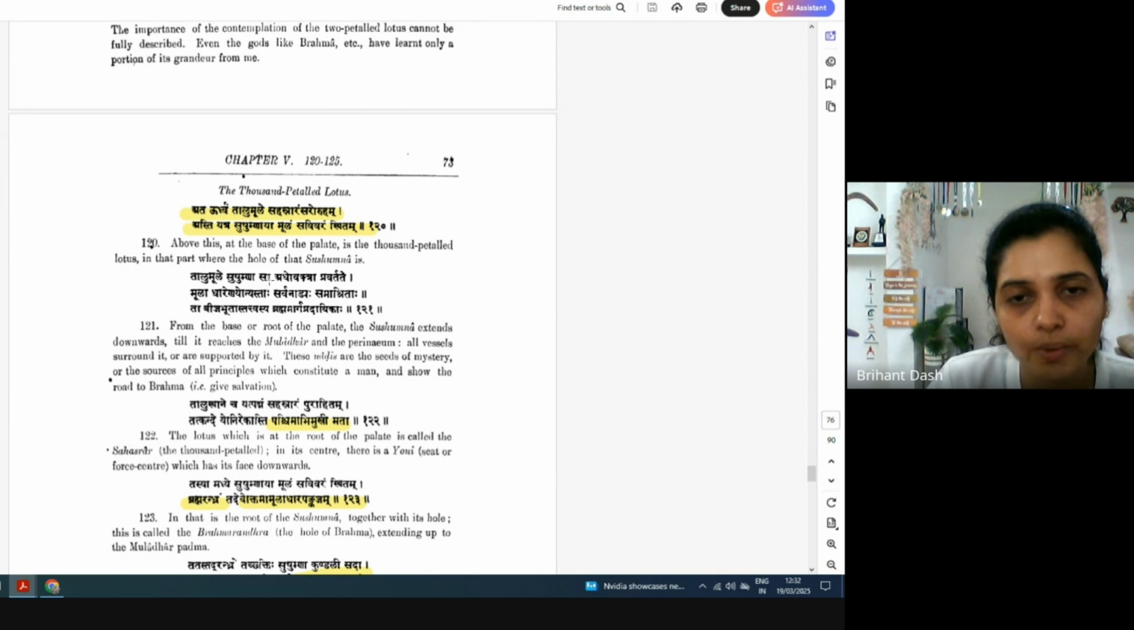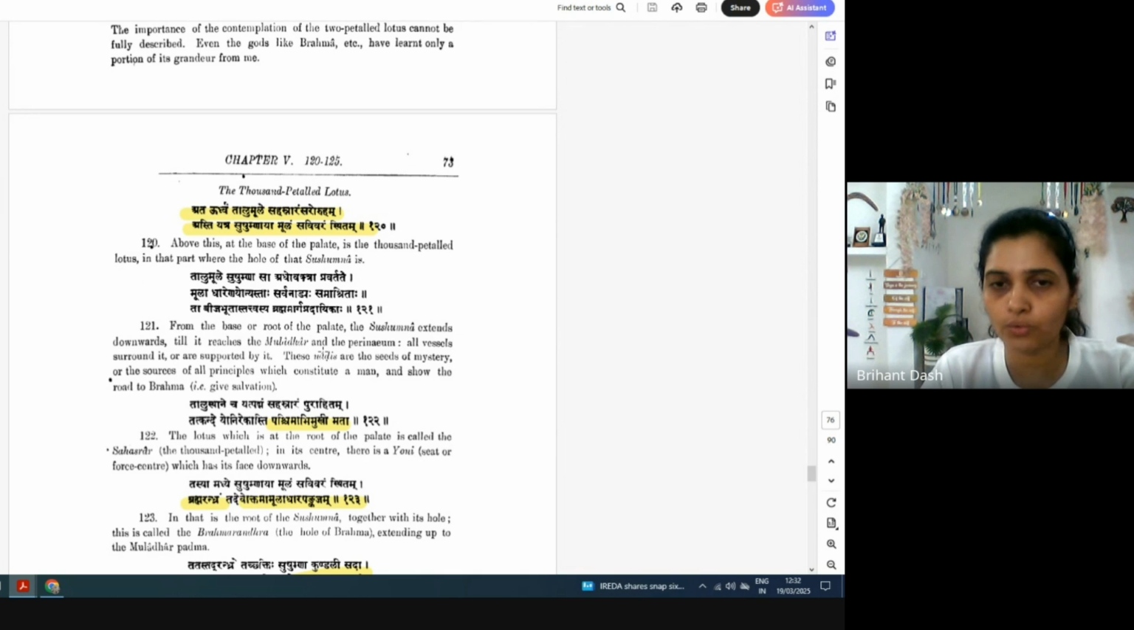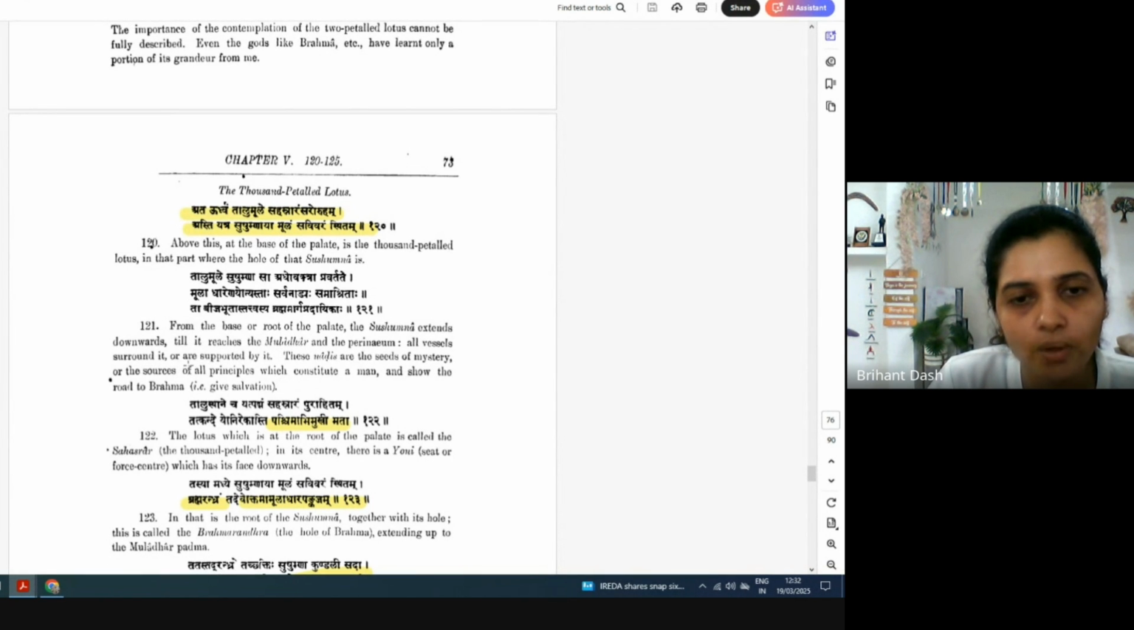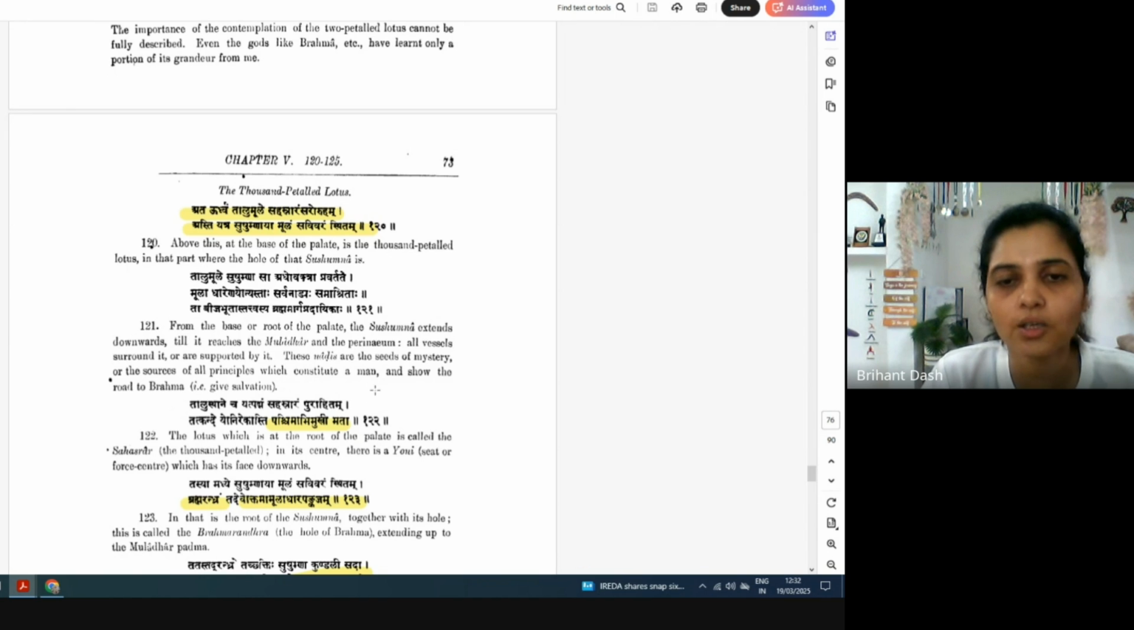Now, Talu Mule Sushmana Sa Adho Vakta Parvatate. From the base of the root of the palate, the Sushmana extends downward, right? Till it reaches the Mooladhar. Obviously, we know the location of Shushmana is from the Mooladhar till your Brahmarandra. All vessels are around it and are supported by it. These nadis are the seed of mystery or the source of all principle which constitute a man and show the road to Brahman, to salvation. This is the Brahma Marg. To follow these nadis is your Brahma Marg.